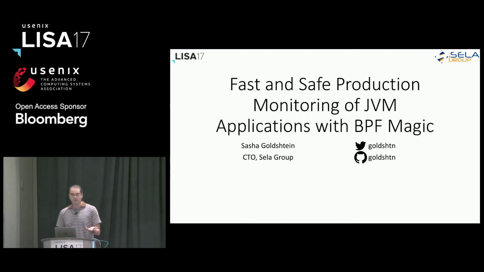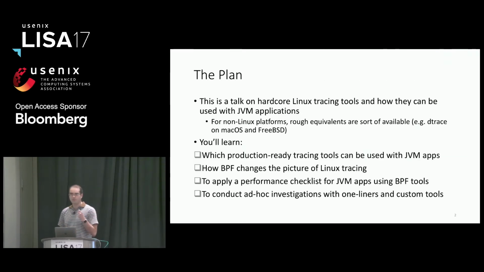If you have Java applications in production, you should know there's a new set of tools and kernel technologies that can be used to monitor them. And even if you don't have Java applications in production, a lot of the tools we'll be looking at today can be used with other languages, with other runtimes as well. So what I want to do is show you some really nice, low-level, production-ready, low-overhead Linux tracing tools that can be used for investigating JVM application performance.